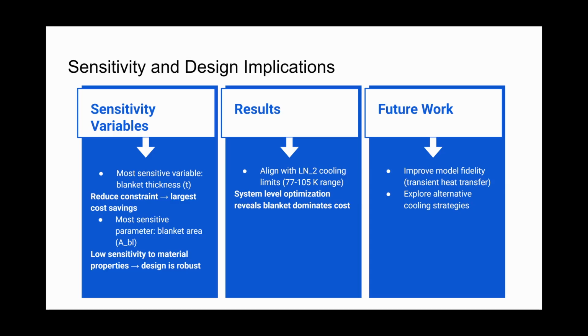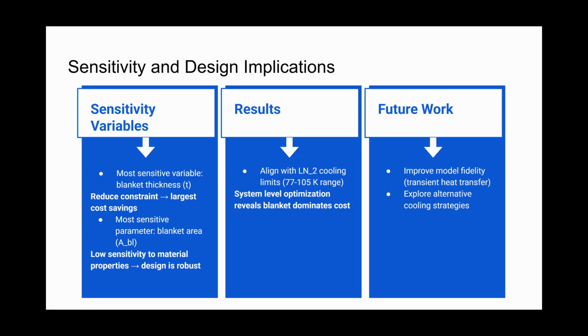Next, our sensitivity analysis highlights what drives the system design. The most sensitive design variable is the blanket thickness, meaning that even small reductions in the minimum thickness requirement can significantly reduce total system cost. Similarly, the blanket area is the most influential parameter, reinforcing that the blanket subsystem dominates system behavior. In contrast, the system shows low sensitivity to material properties, showing that the optimal design is robust to small changes and uncertainties regarding material properties.